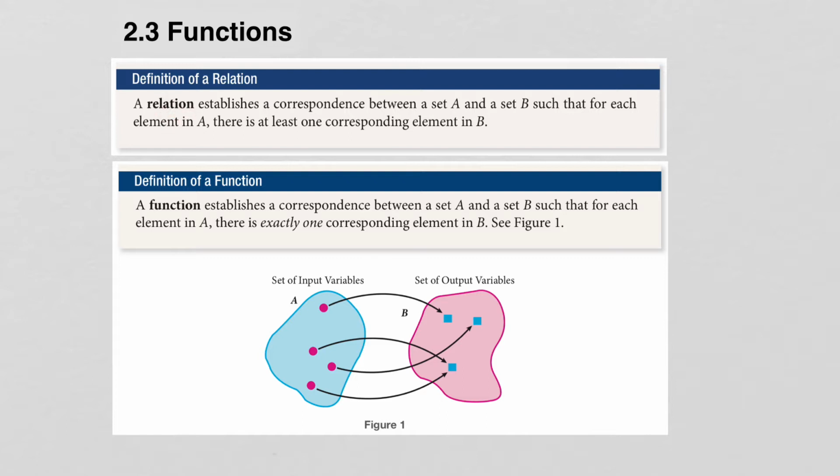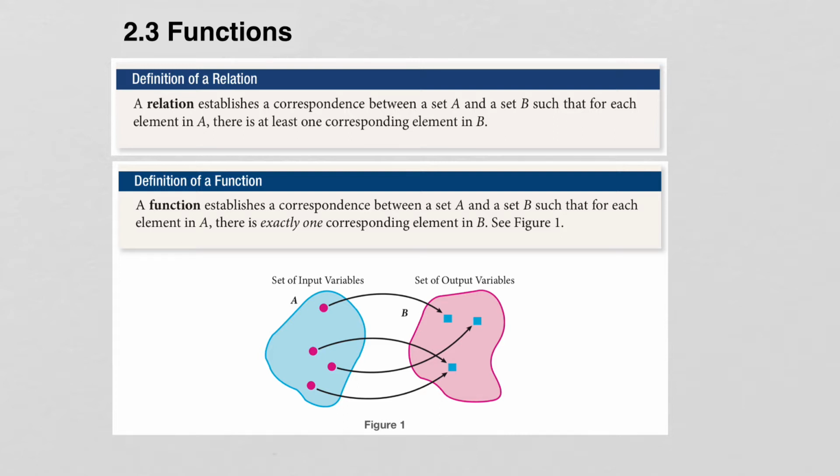A relation establishes a correspondence between two sets of numbers, set A and set B, such that for each element in A, there is at least one corresponding element in B. So a relation is exactly what it sounds like. It's a relationship between two sets of numbers such that there is some kind of a correspondence that assigns an element of set B to every element of set A.